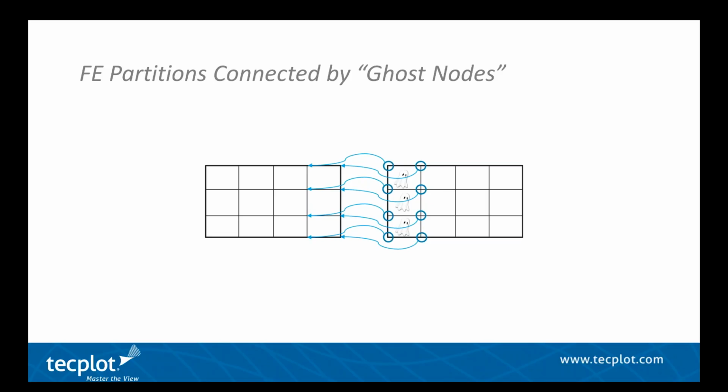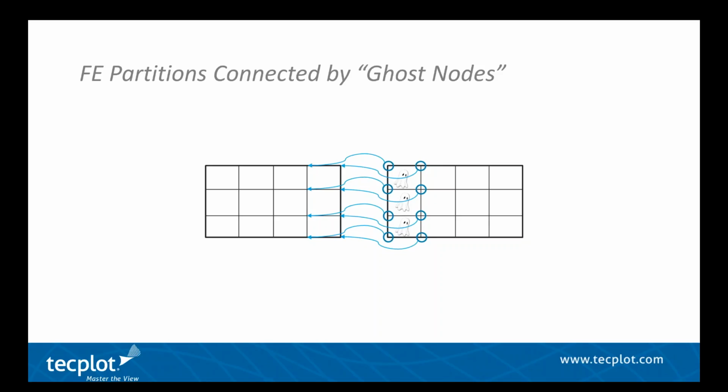TecIO has to piece together these partitions back into a single zone, and for finite element partitions it does this using ghost nodes and ghost cells that your code provides. Now these aren't required. If you don't mind your zone looking like a bunch of separate partitions sitting next to each other with overlapping nodes, that's okay.